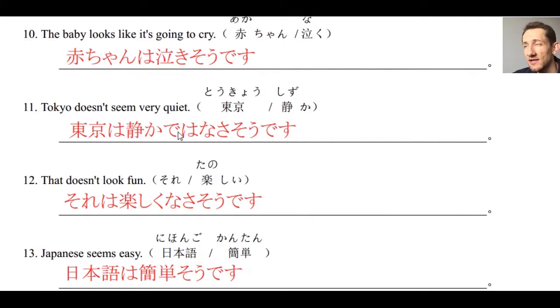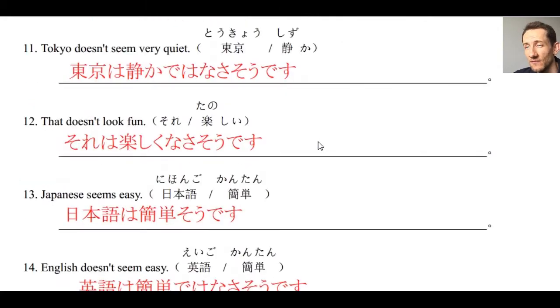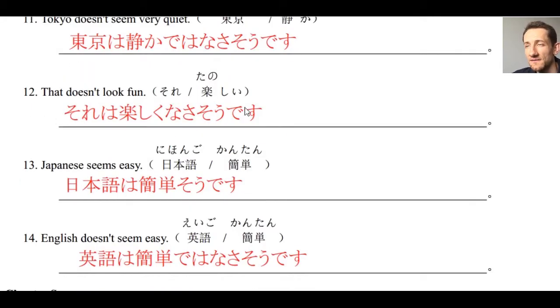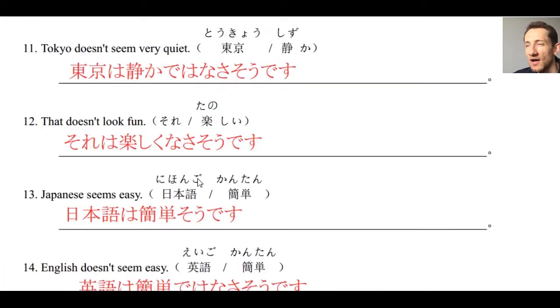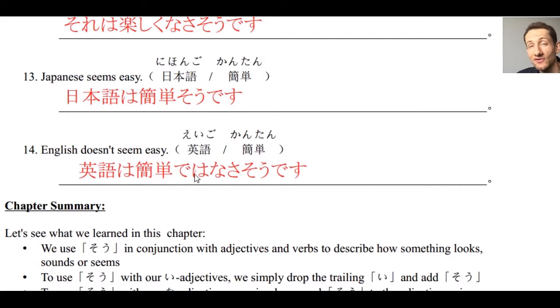And number twelve, that does not look fun. それは楽しくなさそうです。Number thirteen, Japanese seems easy. 日本語は簡単そうです。And the last one, number fourteen, English does not seem easy. 英語は簡単ではなさそうです。And that's it. So we learned a lot in this part and also in this chapter.